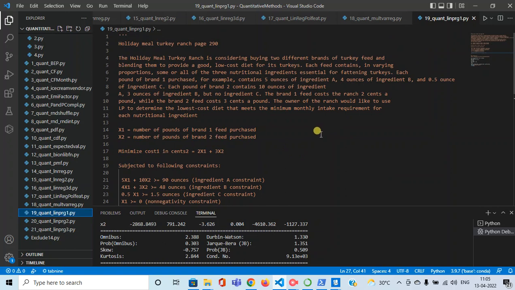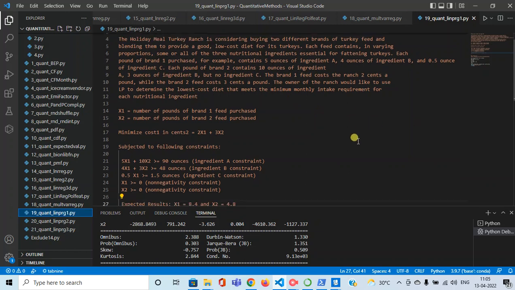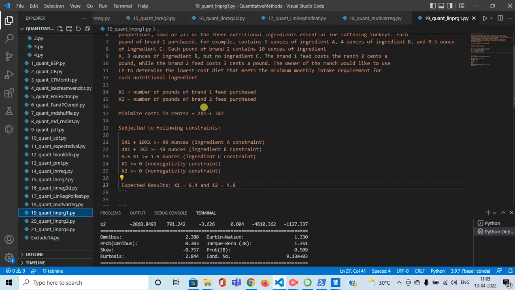I would strongly recommend reading the problem definition from the book. I have put the whole problem definition here, but since the focus is to solve it using Python, I just want to demonstrate how simple it is. I'm just skipping the problem definition here. So here x1 is the number of pounds of brand 1 feed, and x2 is the number of pounds of brand 2 feed.